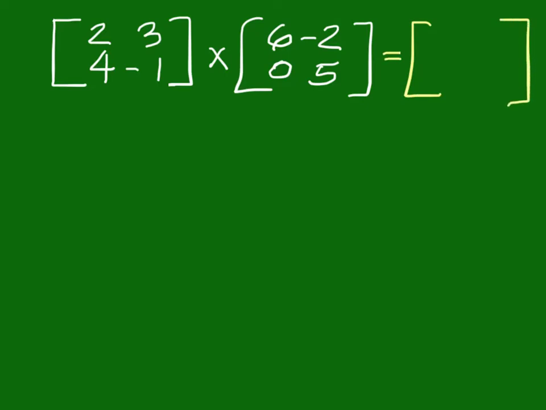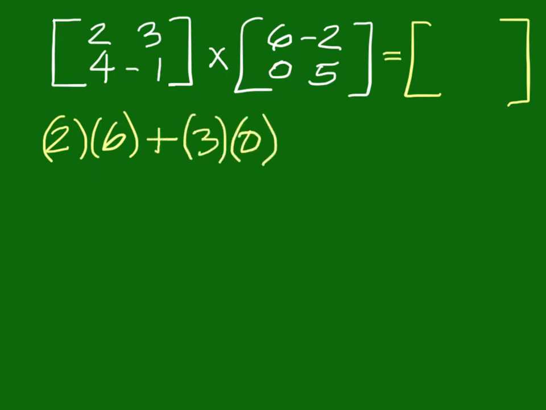So if we go row 1, column 1, it would be 2 times 6 plus 3 times 0. And that's 12 plus 0, which is going to be 12 in the first row. Does anybody not understand how we came up with 12?